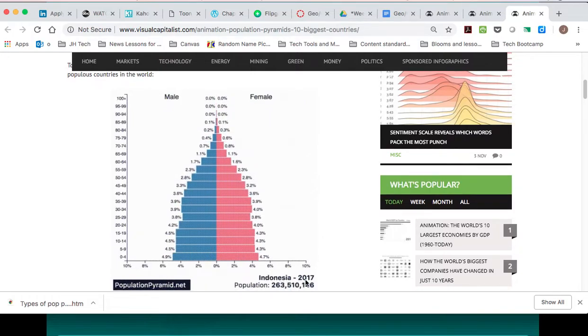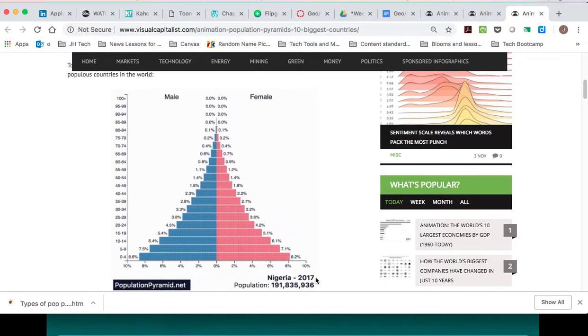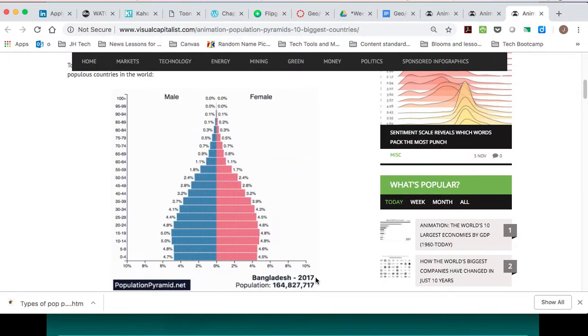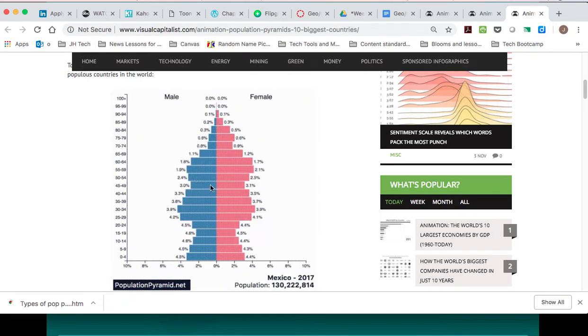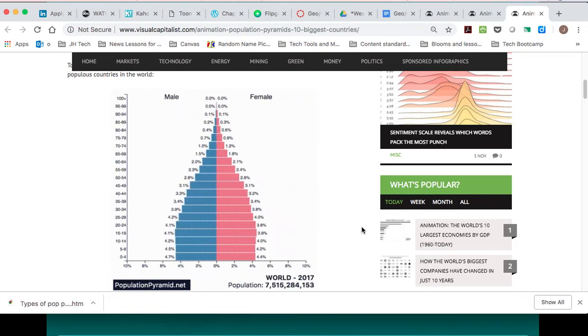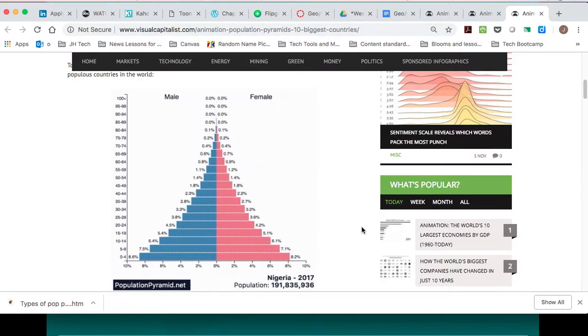So here is Indonesia. These are 2017 numbers. Pakistan, Nigeria. You see some of them are true pyramids. Some of them are a little, like look at this one here. It's not a true pyramid. It's a different shape. Here's the United States. So again, you can see these top 10. They've scrolled through. If you'd like to go see them a little bit more, you can take a look there.